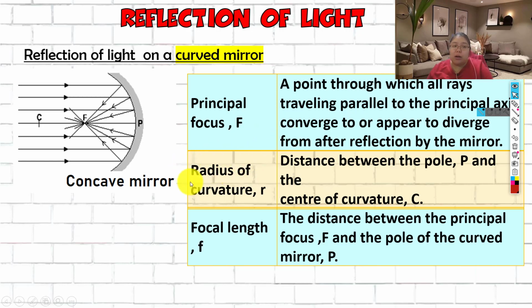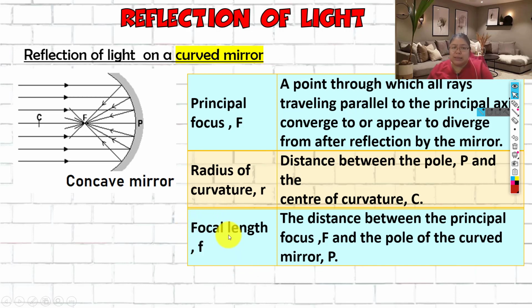Then we go to R. R is the radius of curvature. R is actually the distance from C to P. So the distance between the pole P and the center of curvature, we call the radius.